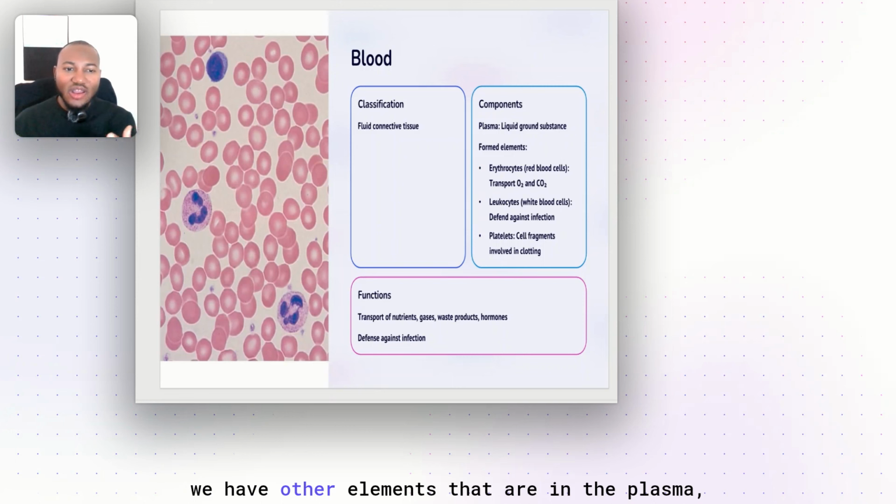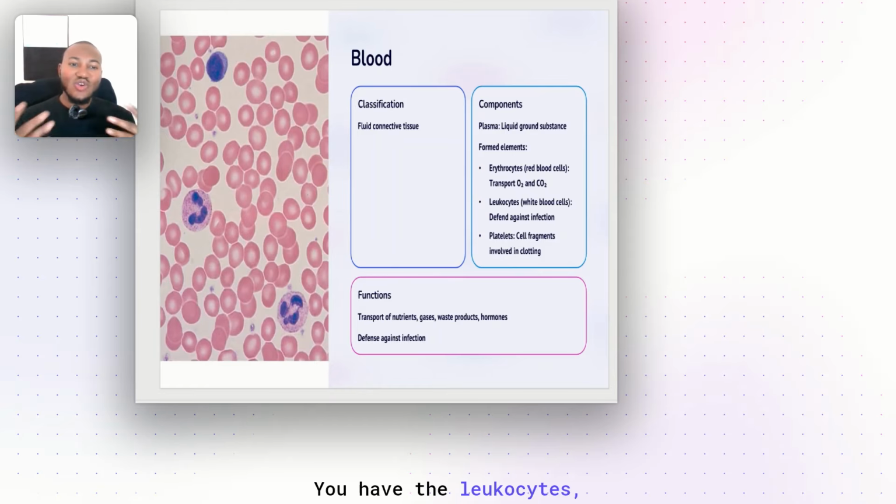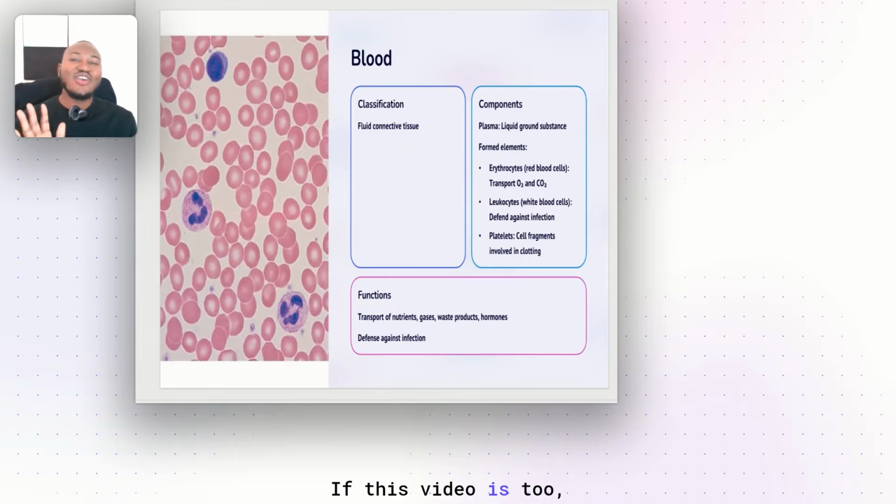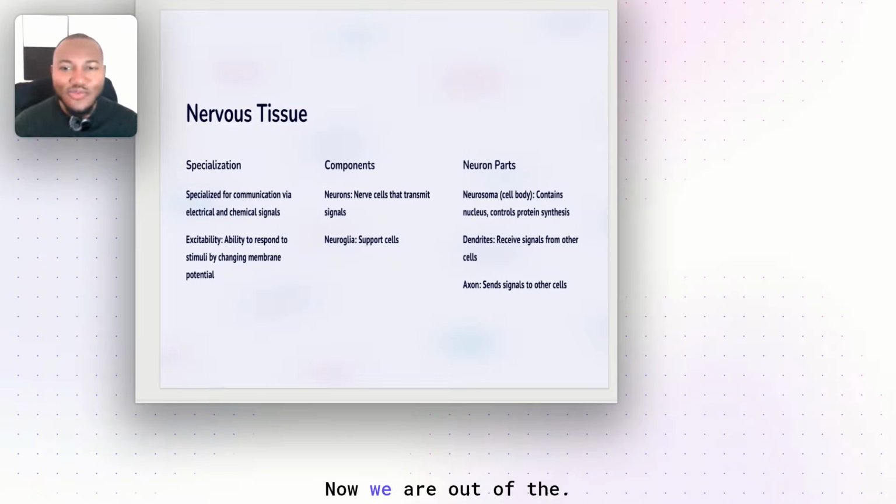Now, we have other elements that are in the plasma, like the erythrocytes, which are red blood cells transporting oxygen and CO2. We have the leukocytes, the white blood cells, which help to fight. We have the platelets for clotting. All right? So these are very important. I have to take it very fast. If I'm going too fast, please reduce the pace, all right? Make it slower. Now we are out of the connective tissue.